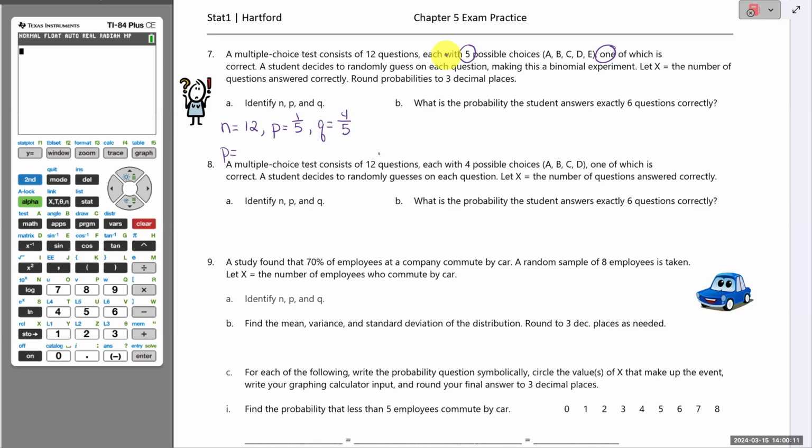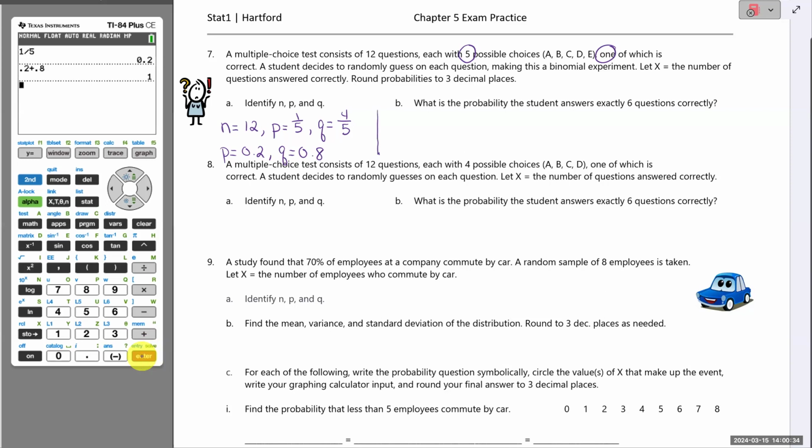And we could work in decimal as well. So 1 divided by 5 would be 0.2. And then Q, 4 divided by 5, will be 0.8. All right, so remember P and Q are complements. So if you add the P to the Q, 0.2 plus 0.8, we have to get 1. All right, so we're all good there.